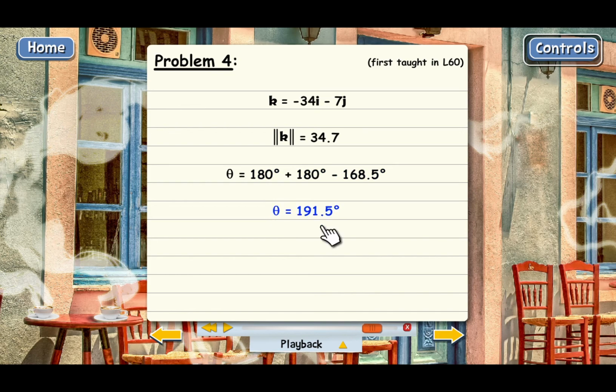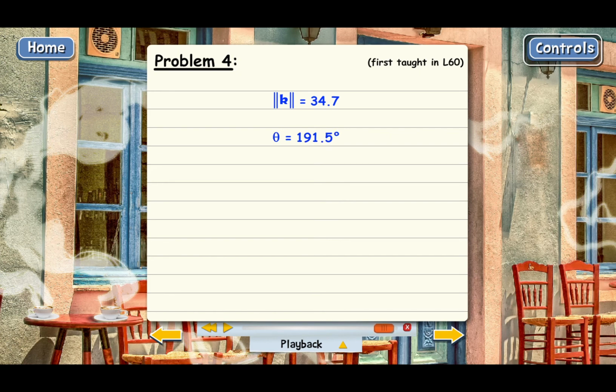And we know that this is the correct direction angle because it would be located in the third quadrant where the vector would be. The final two answers to problem 4 are the magnitude of k equal to 34.7 and the direction angle theta equal to 191.5 degrees.